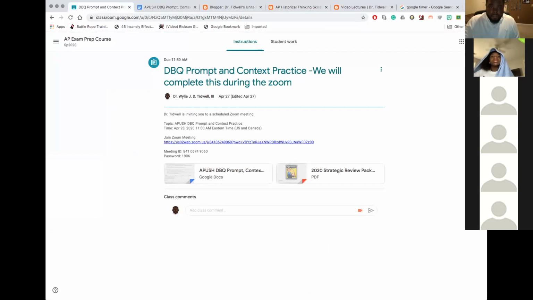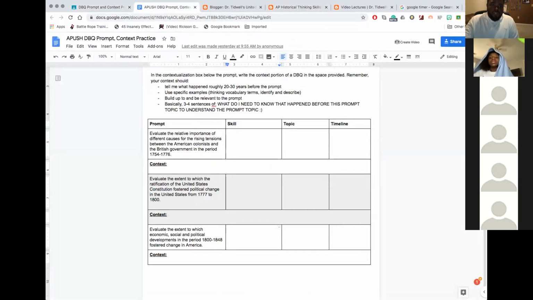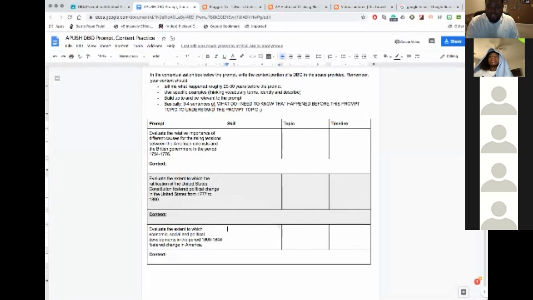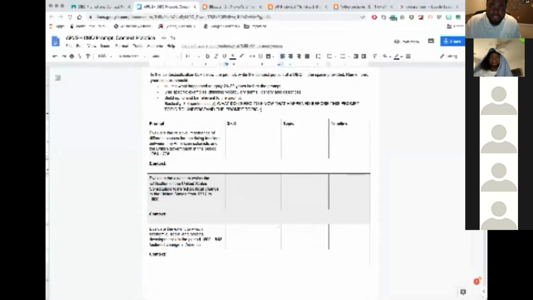All right. So to recap, submit this sheet, practice it. You guys have to practice stuff outside of me telling you to do it, so that you get better at it. Always look at a prompt and think about the skill, topic, and timeline. Your goal is to get this done in 5 minutes or less, and that includes the writing portion too. See it, identify, write: 5 minutes or less.